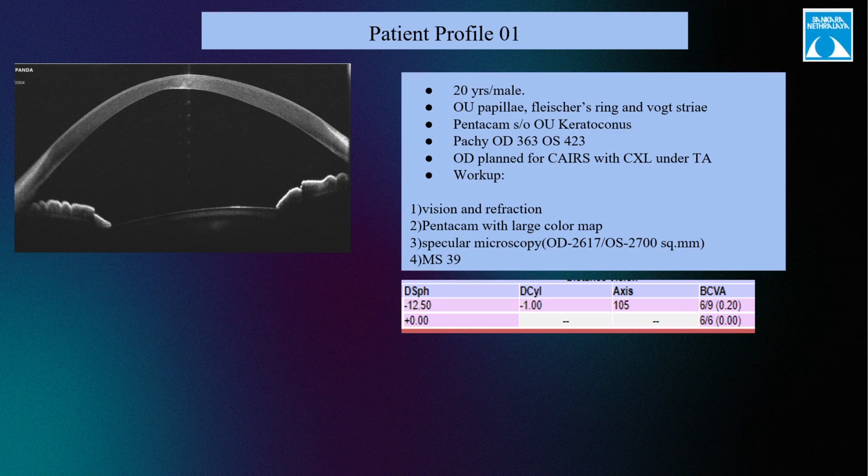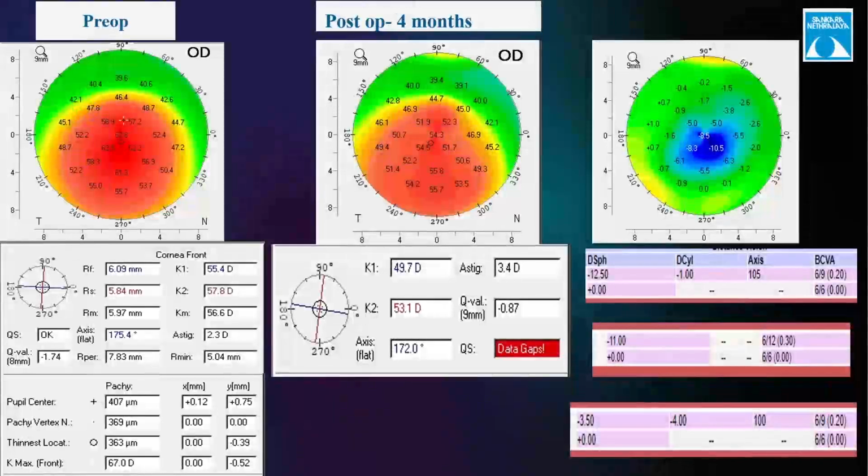The workup preceding that was vision and refraction, the Pentacam with a large color map, the specular microscopy of the patient, and MS39. Over here, if you see lower below, the vision, kindly note that the sphere was minus 12 and a half. The cylinder was minus 1 at 105 with 6/9 of best corrected visual acuity. Let us see how it changes post the operation.